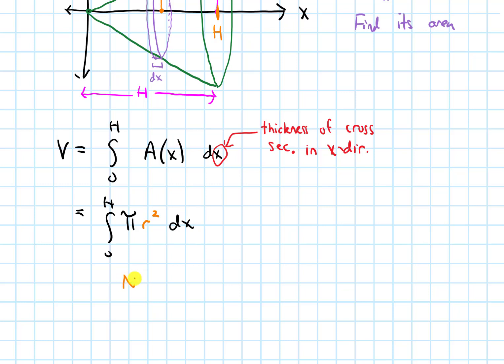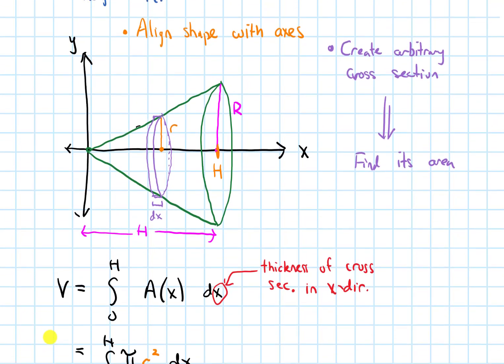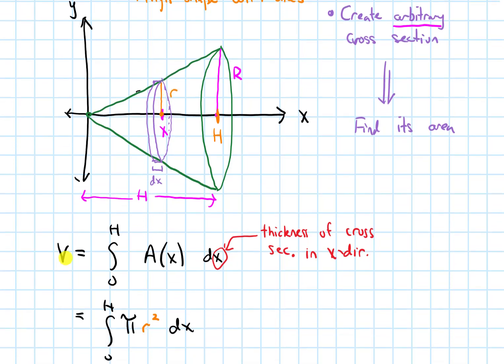So we need to somehow relate little r with x. And I forgot to mention this earlier, but at the point where I've drawn my circle, this cross-section, I'm going to call that x-coordinate x. And that's what makes this an arbitrary cross-section. So at some arbitrary x-coordinate, I am drawing that cross-section. So I need a way to relate x, that variable, with this radius, lowercase r.